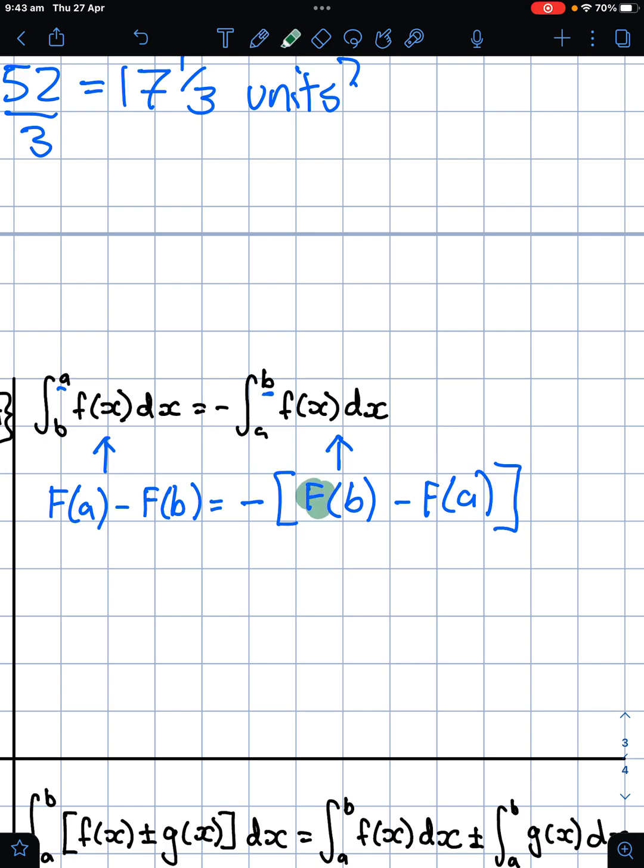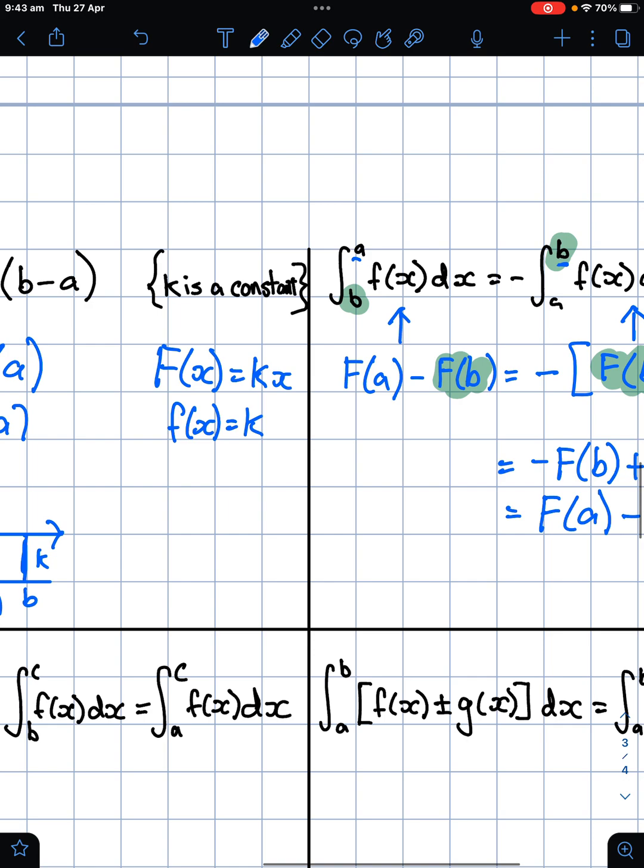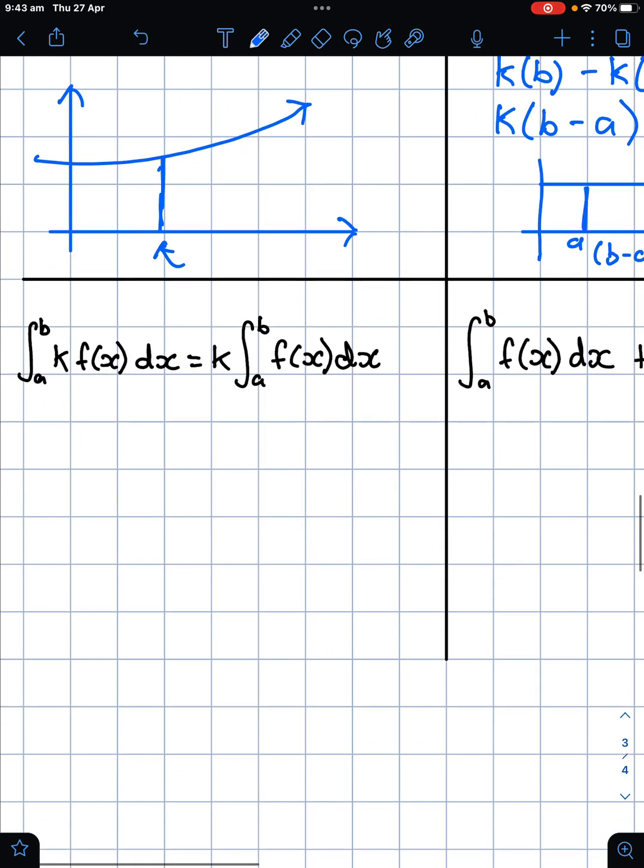We should see here, I'm just going to highlight the b's so we can see this. If I multiply that out, it ends up being negative f of b plus f of a, which you'll notice here is exactly the same as the first notation. So this is actually quite significant. It means we can sometimes swap the bounds. It allows us to simplify a little bit easier later by doing that. It's a way to solve integrals more efficiently.